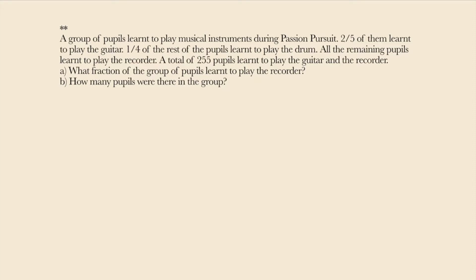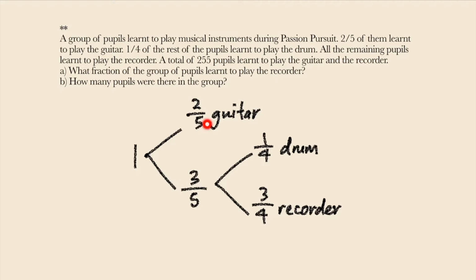A group of pupils learned to play musical instruments during passion pursuit. 2/5 of them learned to play the guitar, well, pretty standard so far. 1/4 of the rest, well, they didn't say 1/4 of the remainder, but basically that's the same. Learned to play the drums, with an S here actually. All the remaining pupils learned to play the recorder. Okay, so 2/5 on the guitar, 3/5 left, 1/4 on drums, and 3/4 on the recorder. A total of 255 learned to play the guitar and the recorder.